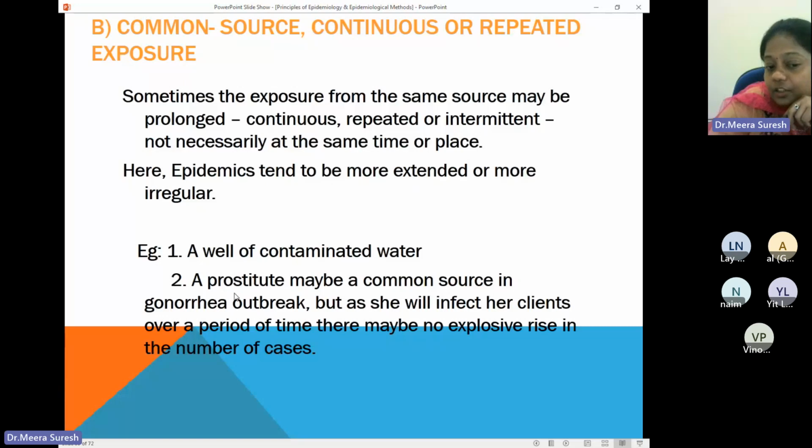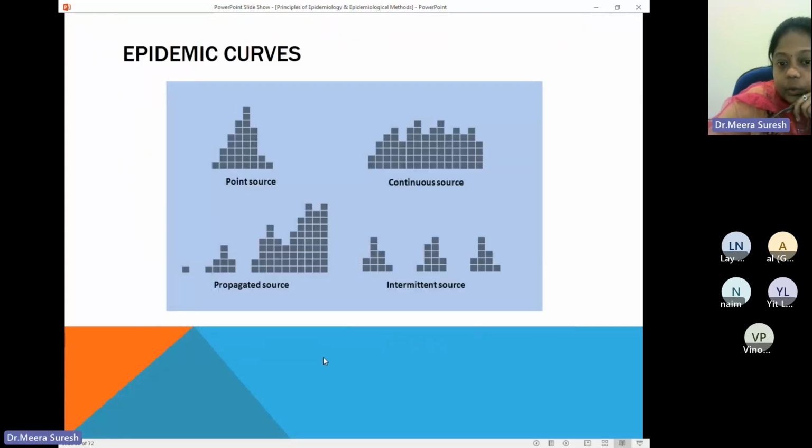The second example will be in case of a prostitute, or a sex worker rather. It may be a common source in a gonorrhea outbreak or any STD, but as she will infect her clients over a period of time, there may be no explosive rise in the number of cases. So we won't see a sudden increase as we saw in food poisoning, but there is a continuous increase of cases. That is why here we have the continuous source. We can never say it is one incubation period because from the source it goes on to spread to other people.